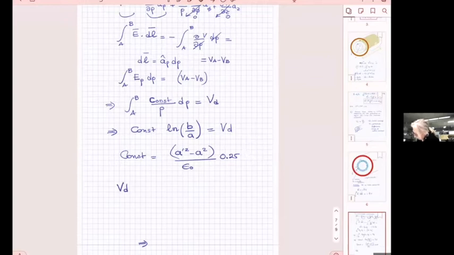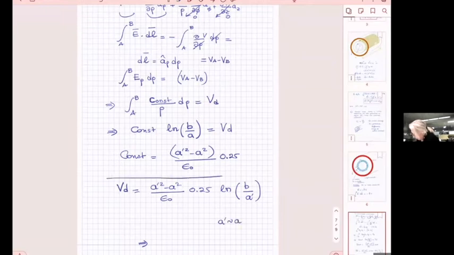This is just the constant. So V sub D will be A prime square minus A square over epsilon naught, and then 0.25. And then you can have, instead of B over A, even B over A prime, but A and A prime are very similar. So it's not going to make a big difference if you put either one of the two. And that is your V sub D.